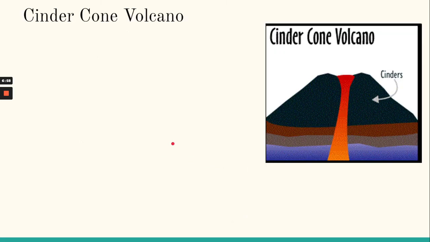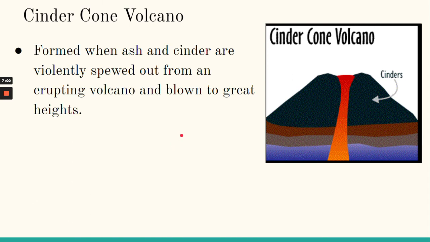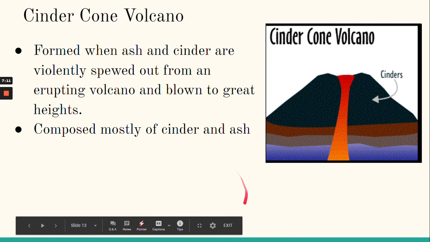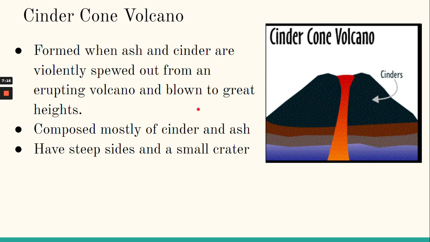So we're going to start with cinder cone volcanoes. These are formed when ash and cinder are violently spewed out from an erupting volcano and blown to great heights. These are composed mostly of cinder and ash. So these don't have a large amount of lava flow. These are typically ash and cinder. They have very steep sides and a small crater, so they're kind of like little mountains. And they have a single vent.